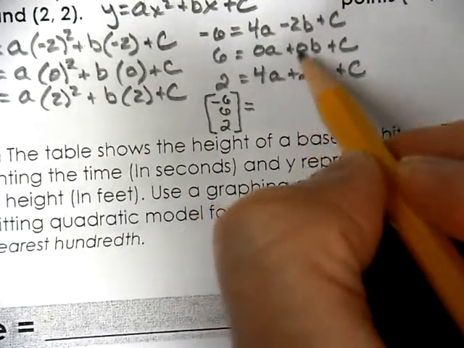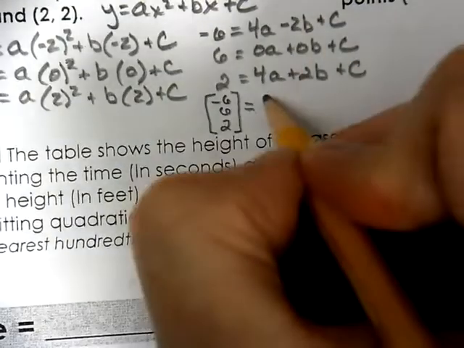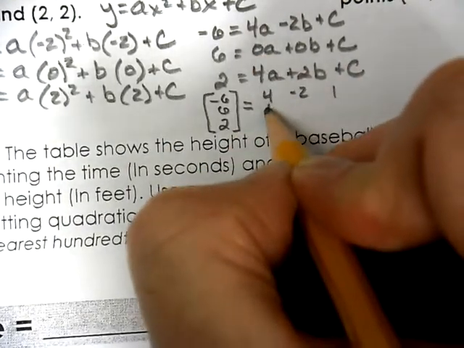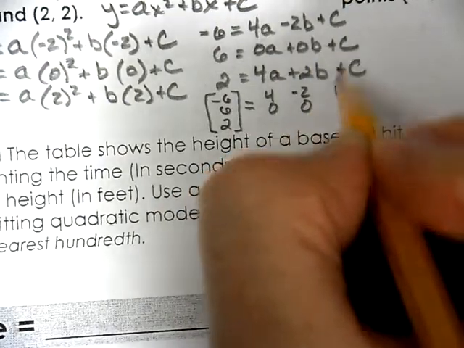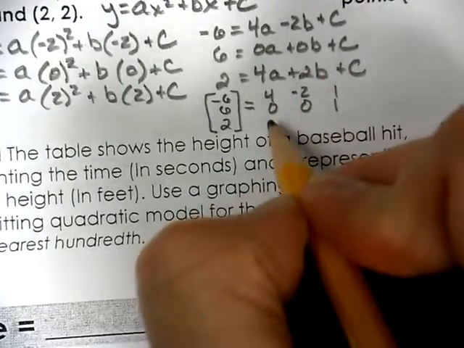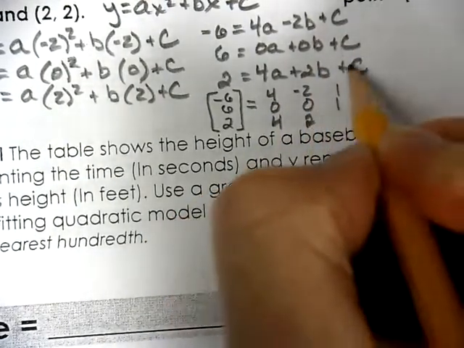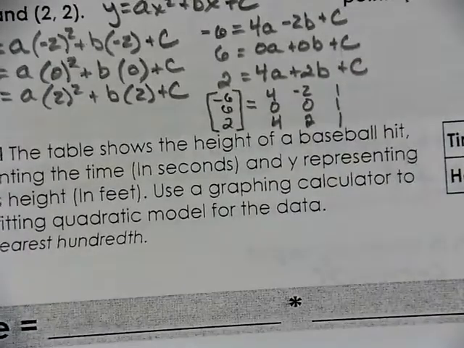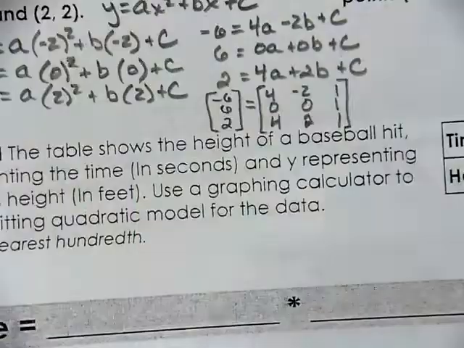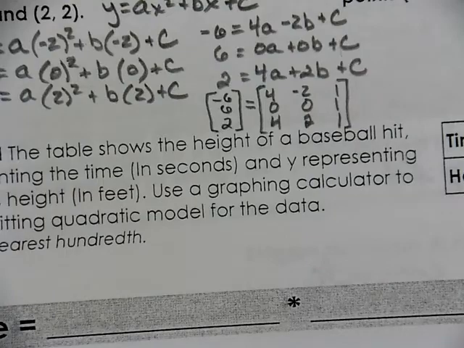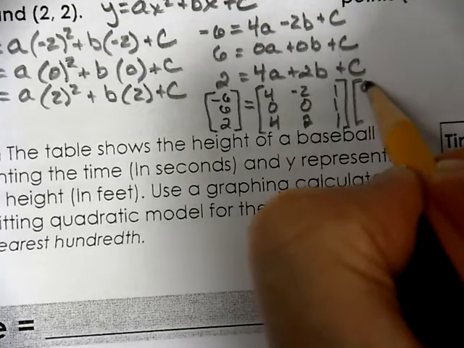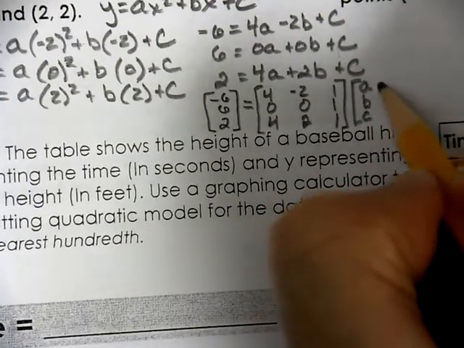Now we're going to take the coefficients from these three equations, the 4, the negative 2, and the 1, the 0, 0, and the 1. These are the numbers that are in front of the letters. The 4, 2, and 1. Put brackets around that. Now for what's called a matrix equation, we like to finish that off with the letters A, B, and C.